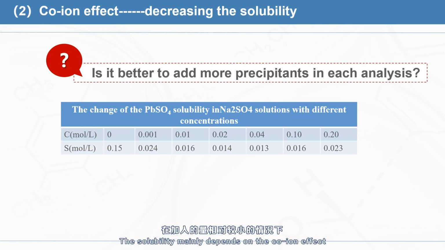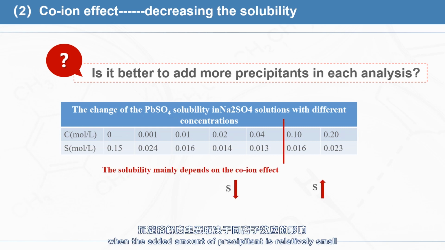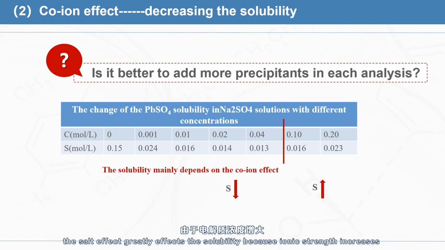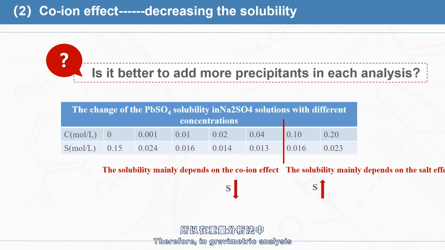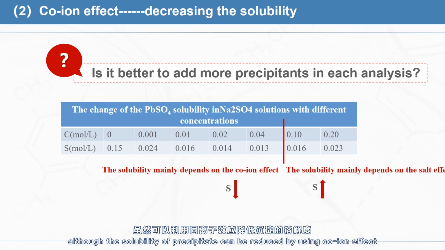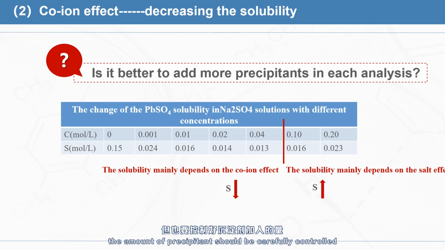The solubility mainly depends on the cold ion effect when added amount of precipitant is relatively small. When the amount of precipitant exceeds a certain value, the salt effect greatly affects the solubility because ionic strength increases as a result of the increasing electrolyte concentration. Therefore, in gravimetric analysis, although the solubility of precipitant can be reduced by using co-ion effect, the amount of precipitant should be carefully controlled.